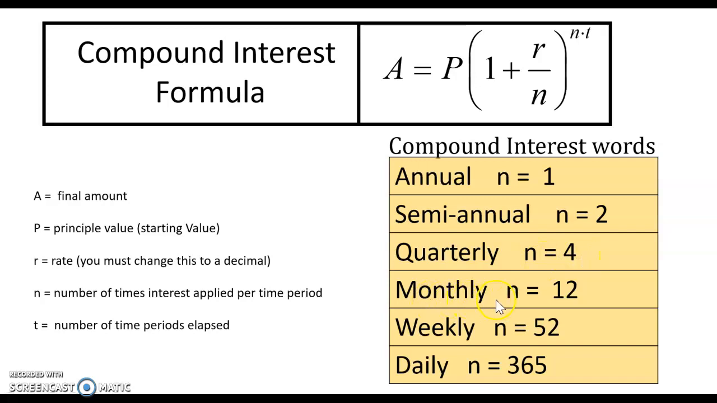Monthly, interest will be paid 12 times a year. Weekly, interest will be paid 52 times a year. And daily, interest will be paid 365 times per year. Please pause the video if you need to take notes on this particular screen.